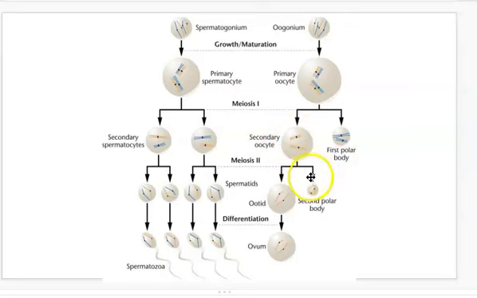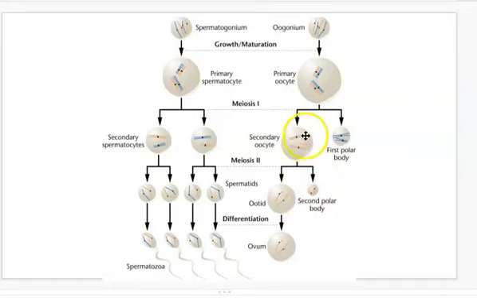If the secondary oocyte is fertilized by a sperm, then meiosis II finishes and you end up with an ovum, which has 23 chromosomes, is haploid, or 1N. Don't worry about this ootid right here. You'll also notice when the secondary oocyte goes through meiosis II, you end up with another polar body.